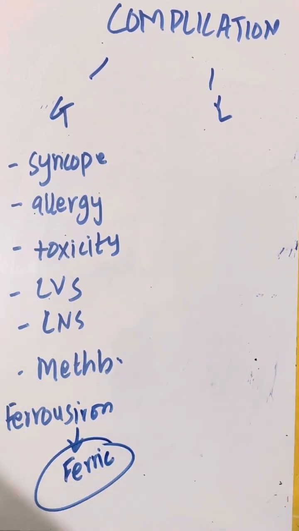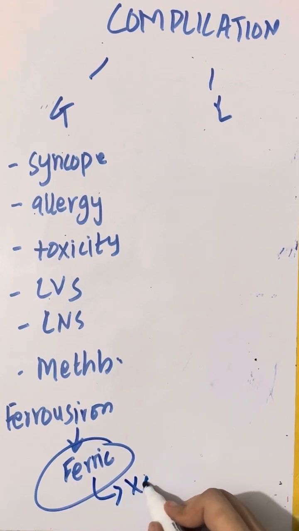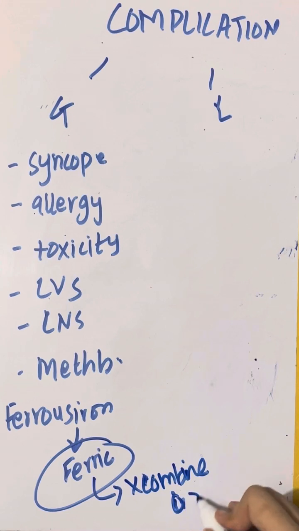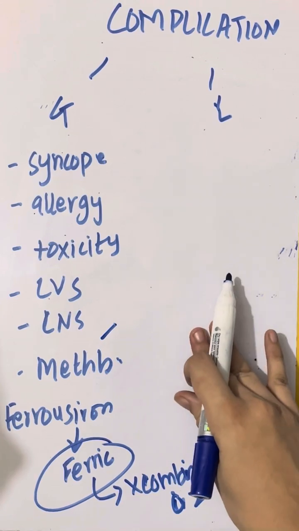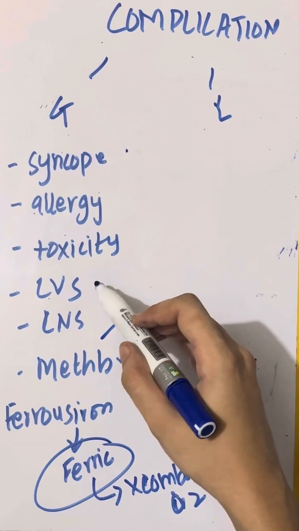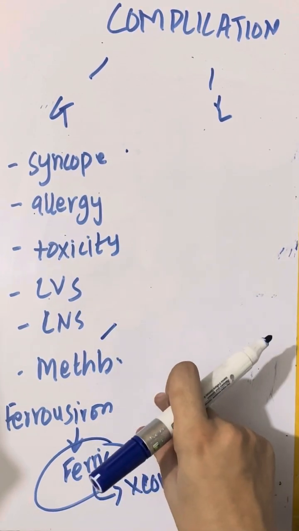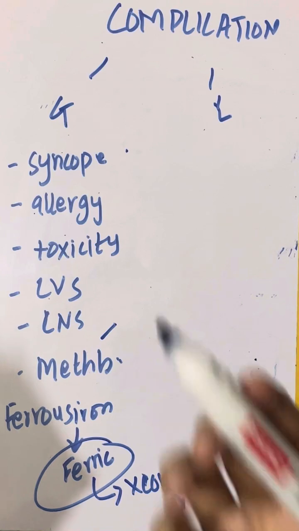What happens if ferric is present in blood? It will not combine with oxygen. So prilocaine and benzocaine cause methemoglobinemia. Syncope, allergy, toxicity, cardiovascular effect, CNS effect, methemoglobinemia, ferrous iron converting into ferric, and infection.